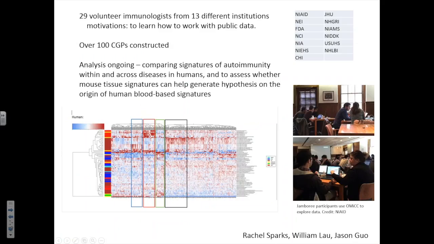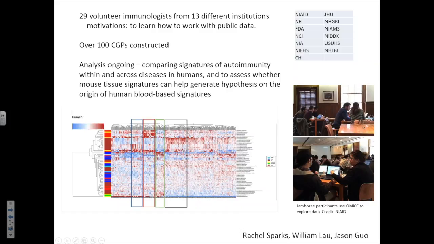So here are the statistics of what happened. 29 volunteers, more came, but some left during the day. 29 actually stayed throughout the whole day, mostly with immunology backgrounds, MDs or PhDs or both, from 13 different institutions. I listed them on the right there.